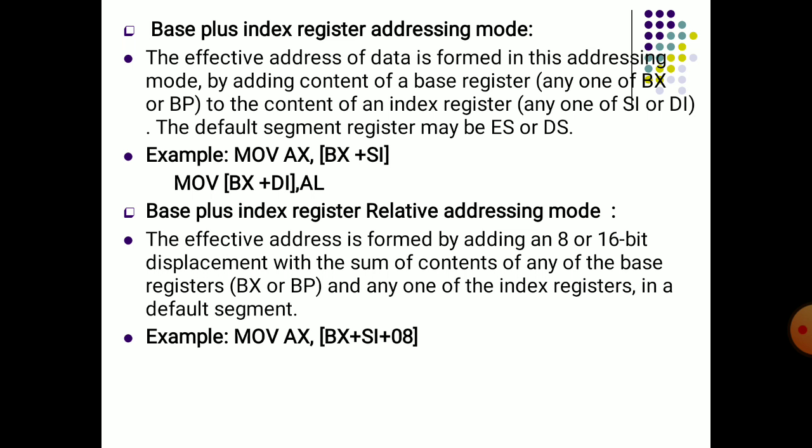Next, base plus index register addressing mode. Base means the BX register, plus index means SI or DI. I am taking the same MOV instruction example for all, so within that MOV instruction you can write all the addressing modes. That is the simplicity. So here MOV AX, [BX + SI]. BX indicates base, and index is SI or DI. I have used SI here. That is the concept.